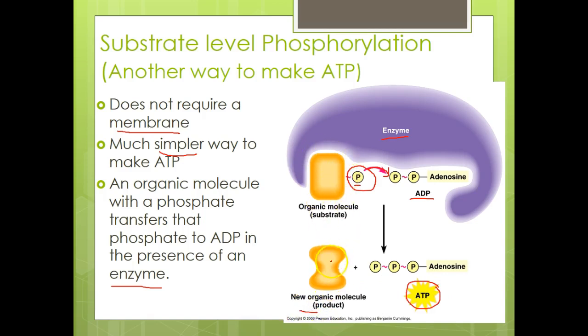Notice the molecule shape changed, and that just is structure dictates function. If the molecule is structured this way because it has a phosphate, then obviously it's going to change slightly if we take the phosphate from it. So again, the only thing you need to know about substrate level phosphorylation is that it requires an enzyme. It's a much simpler way to make ATP. It takes an organic molecule with a phosphate, takes the phosphate from it, adds it to ADP, and produces ATP.